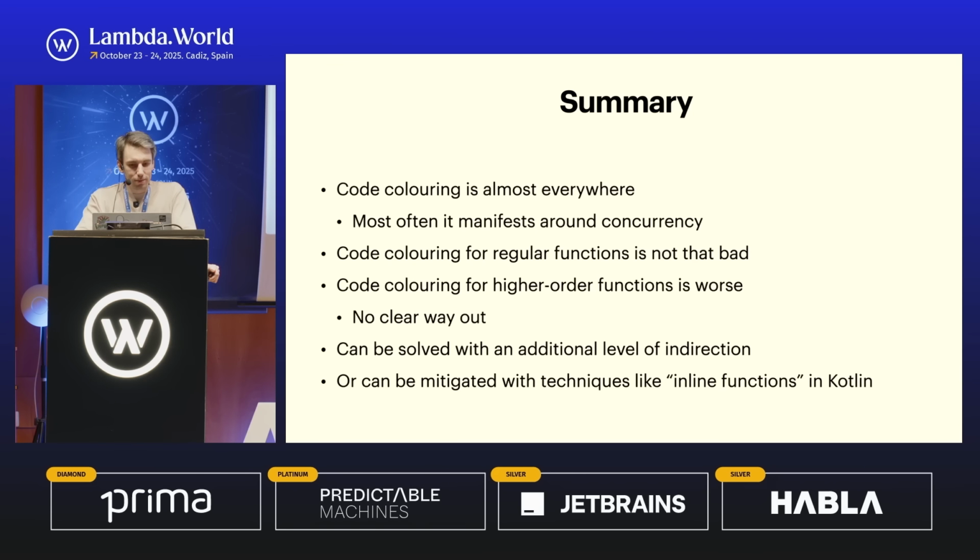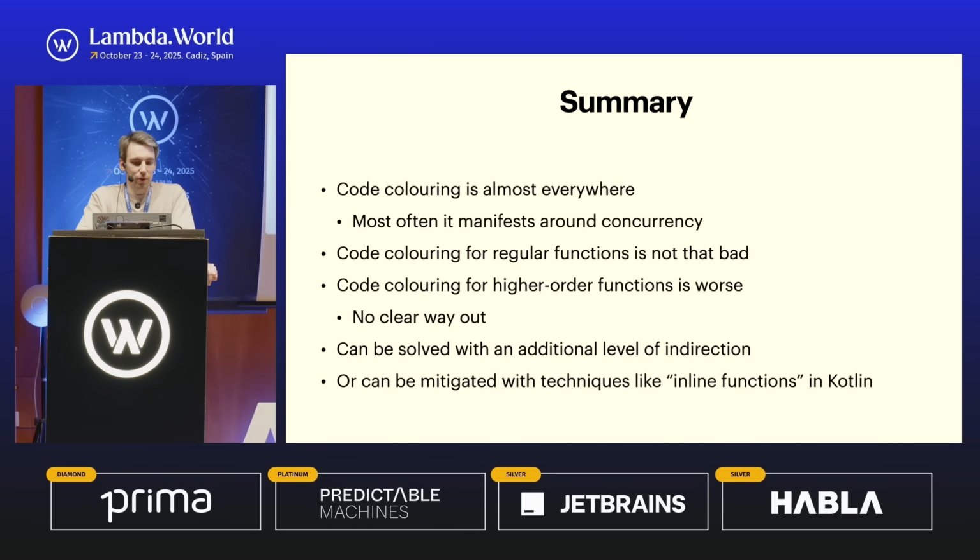Just a short summary, as it's actually the end of my presentation. What I wanted to show is that code coloring is almost everywhere. Most often it manifests around concurrency, because it introduces a new kind of functions to languages. The same happens in Rust, Python, TypeScript, and so on. Code coloring for regular functions is not that bad, because you have a clear way out. You can adapt your code, while it's maybe not that pretty, it's relatively easy.